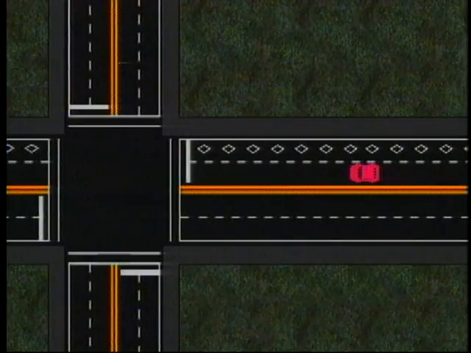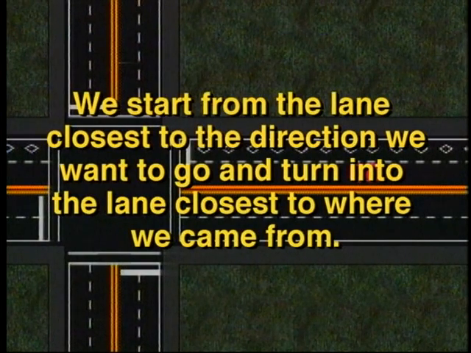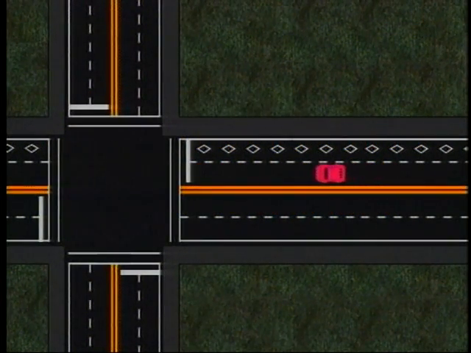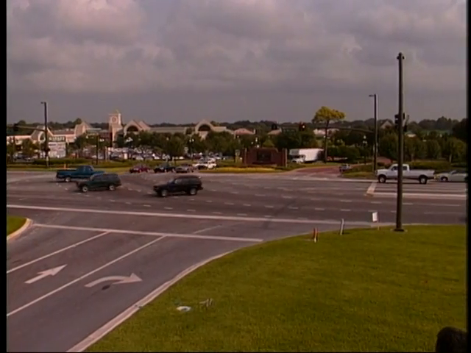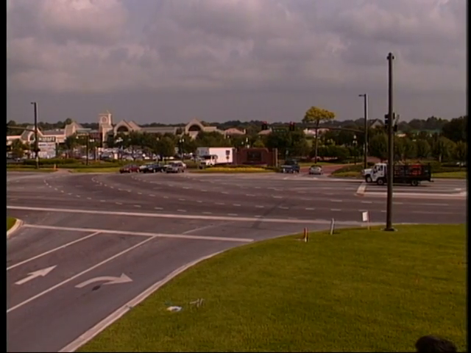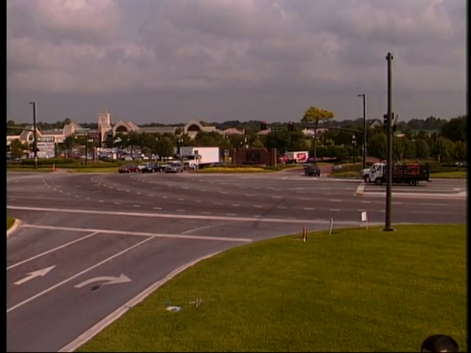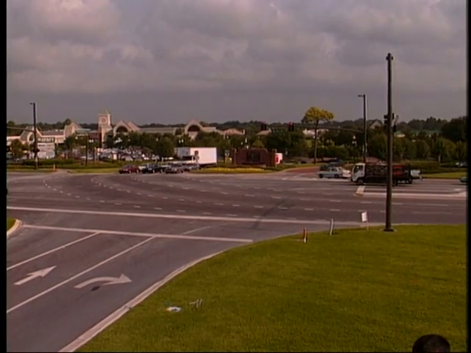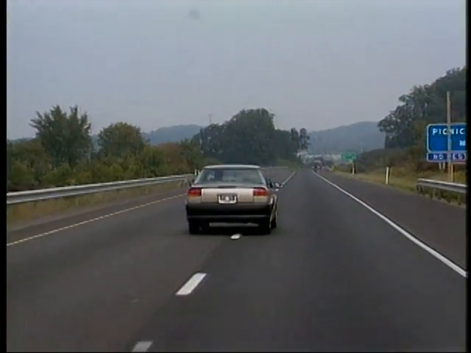When turning corners, there is one basic rule for lanes. We start from the lane closest to the direction we want to go and turn into the lane closest to where we came from. On a right turn, we start from the right lane and enter the right lane. This way, we cross the fewest lanes of traffic and have the smallest chance of interfering with others. If we need to be in the other lane for some reason, we change lanes after the turn.